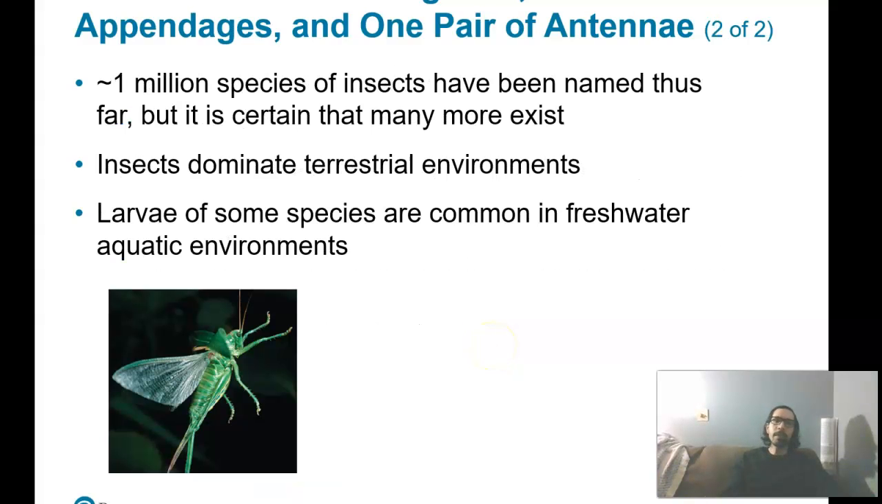There are about 1 million species of insects that have been named so far, but researchers are fairly certain that there are more because insects dominate terrestrial environments, and some of them have larvae that are common in freshwater and aquatic environments. So things like dragonflies, which have larvae that are typically found in water, or damselflies or mosquitoes.